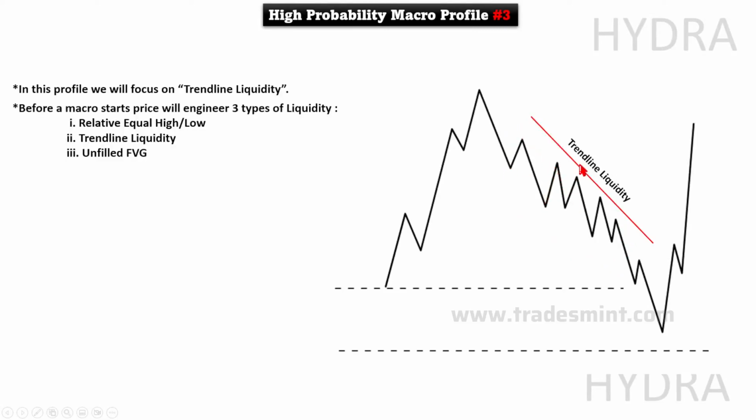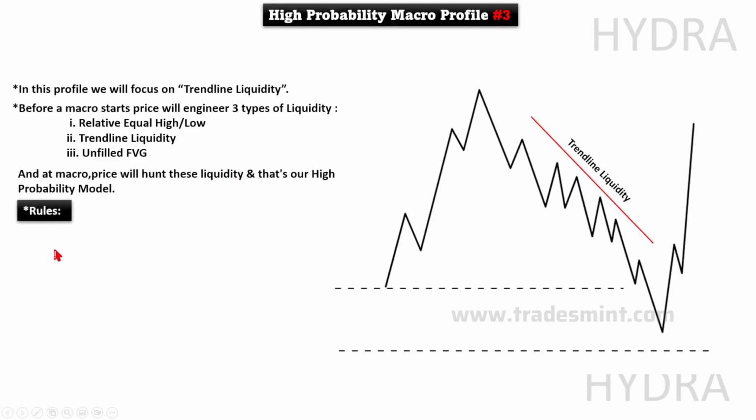Because here, as you guys can see, a lot of trend line liquidity is forming plus a lot of relative equal highs. But the main structure here is the trend line liquidity. So when did price form it? Here. This is a must-be rule. Price should be forming these relative equal highs or trend line liquidity before the macro gets started. And at the macro, we know that this is our accumulation phase, this is our manipulation phase, and this is our distribution phase. And at the macro, price will hunt this liquidity, and that's our high probability model. So there are a couple of rules. Now I'll talk about the rules. Price will have to generate trend line liquidity before macro.